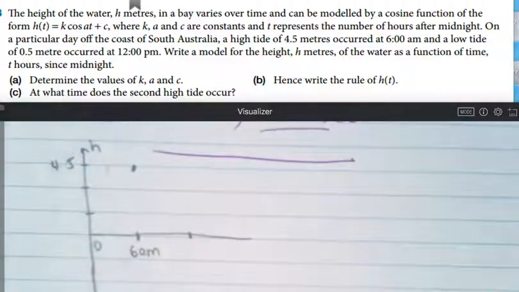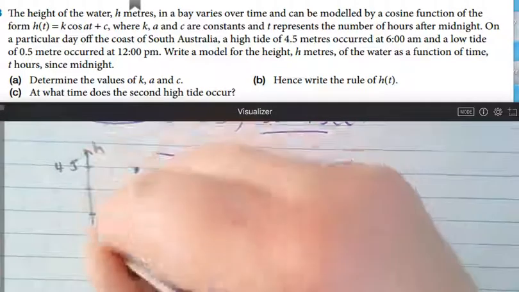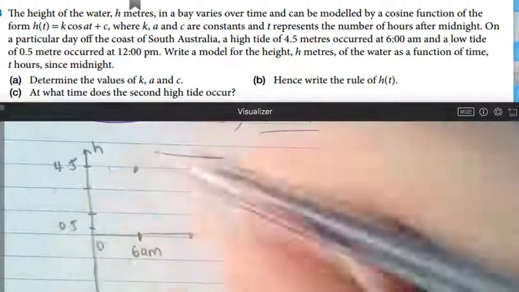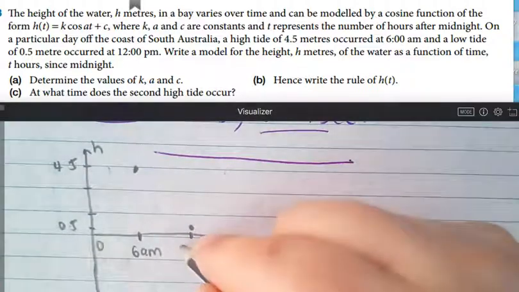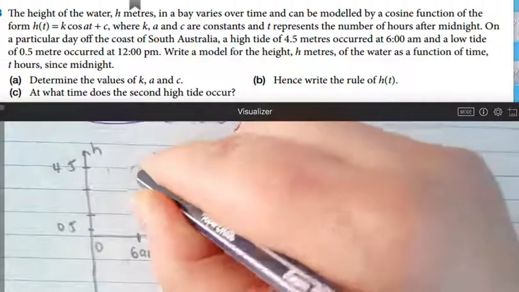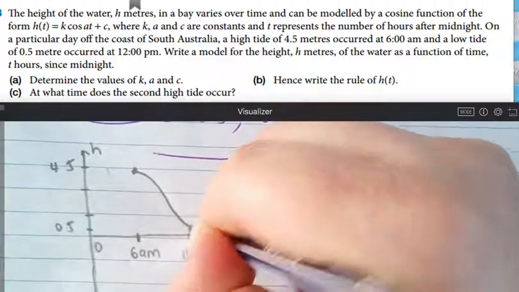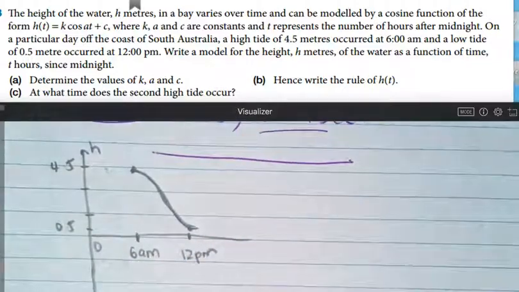6 a.m. I'll call this 6 a.m. So just do a little sketch. And then we've got the low tide of 0.5 meter. So I'm going to put that down here, 0.5 meter. At what time? 12 p.m. Okay, so this is high tide, this is low tide. So what we've actually got, I wish they would give us more information. It is in the form of a cos curve because they told us. So it actually looks like that.